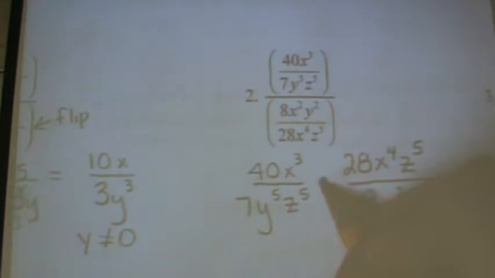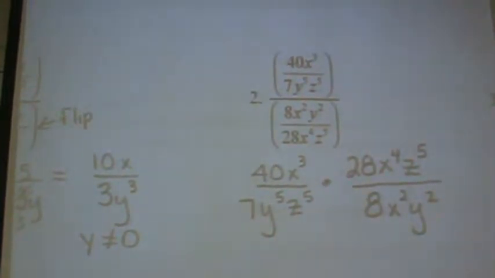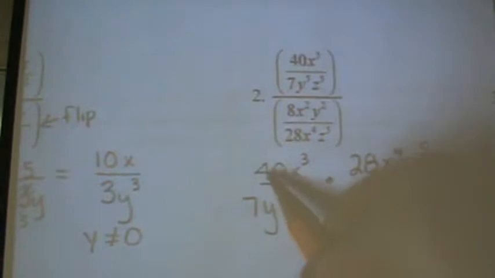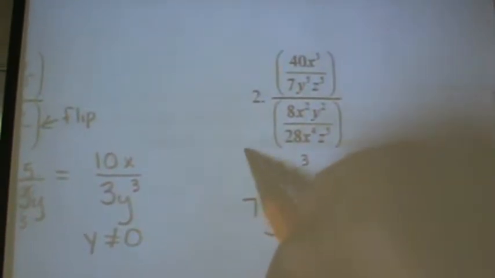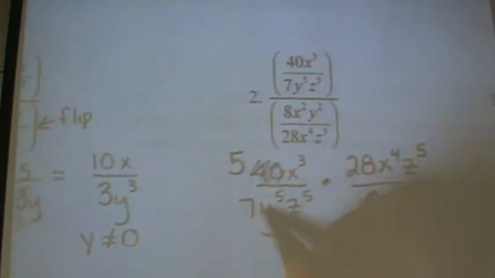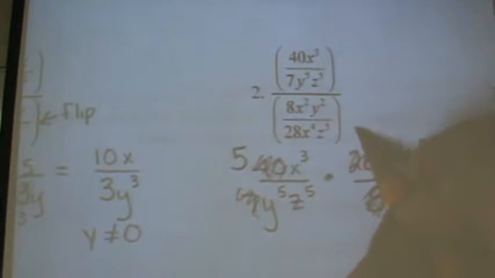All right, let's cancel. You can divide 40 by 8. Yep. So this cancels with the 8 that's in here. This is 8 times 5, right? How about the 7 and the 28? Does 7 go into 28? Yeah. How many times? 4 times.